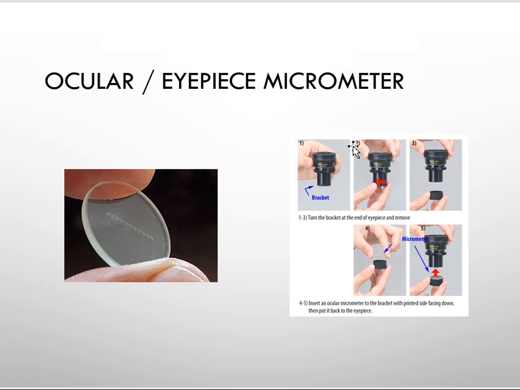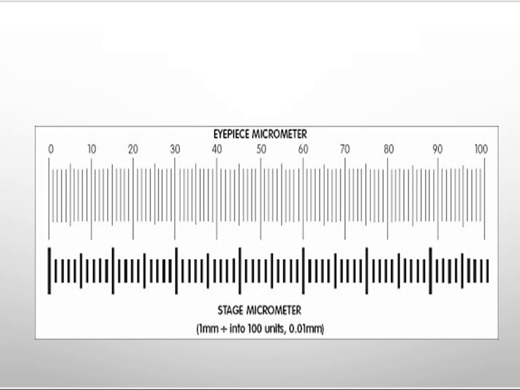You have to first open the bracket, then at the end of the eyepiece, remove it and insert the ocular micrometer with the printed side facing downward. The printed side should face downwards. Alright, so those were the two parts of the micrometer which are used for measurement.